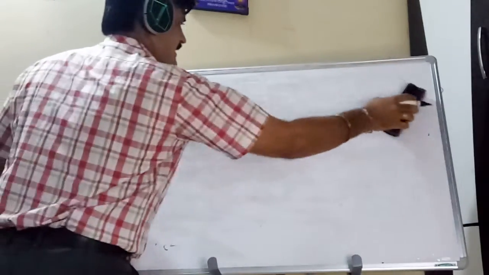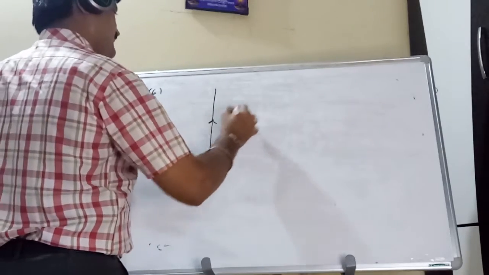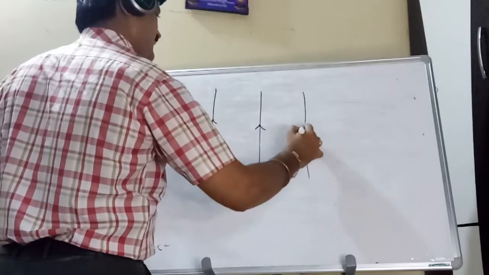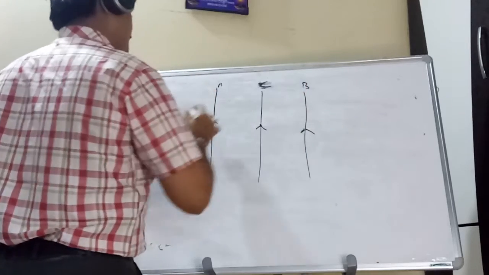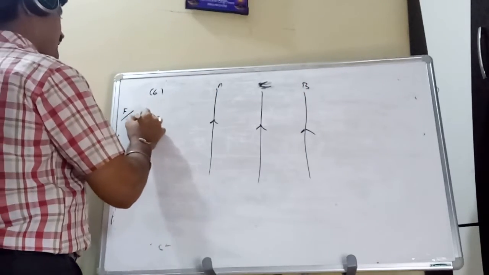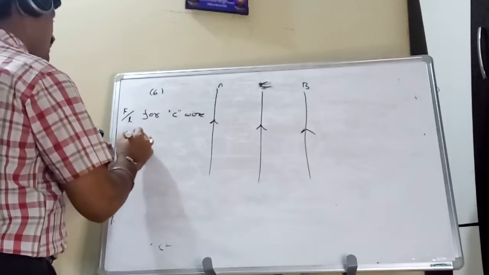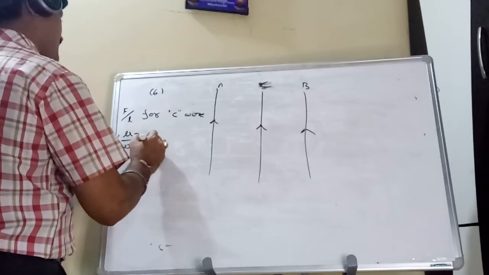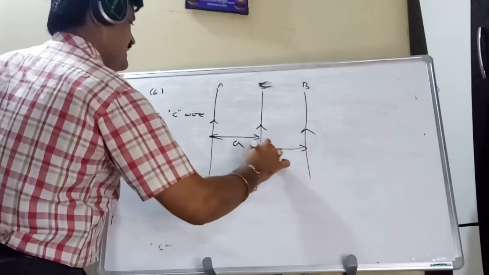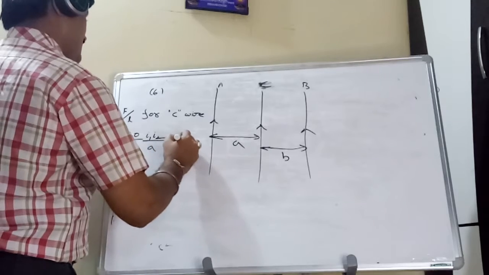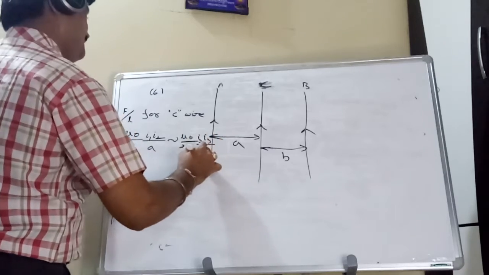Sixth, three parallel wires. Current passes through the conductors A, B, C. Force per unit length for wire C is equal to mu naught by 2 pi I1 I2 by the distance A, plus mu naught by 2 pi I2 I3 by the distance B.